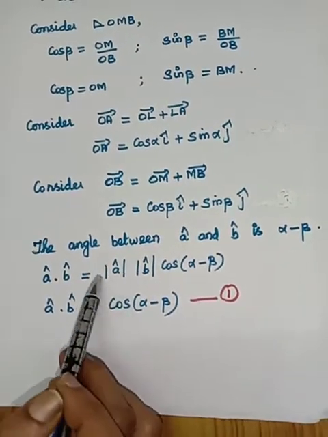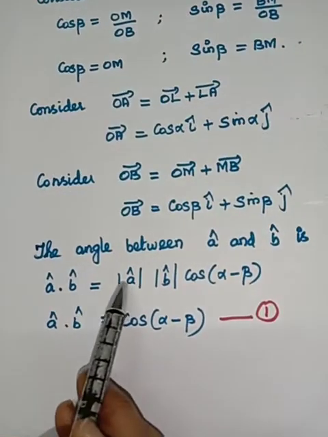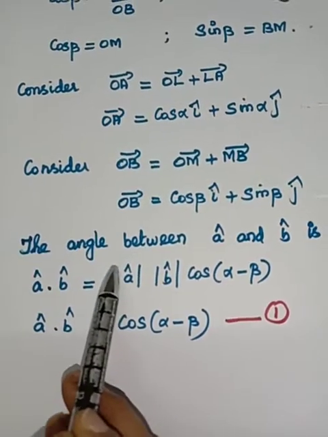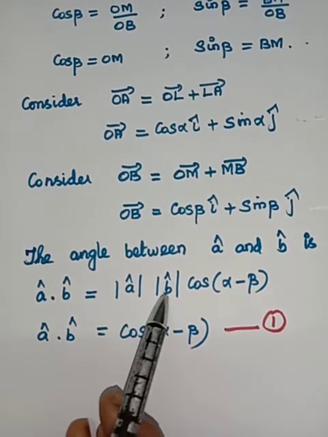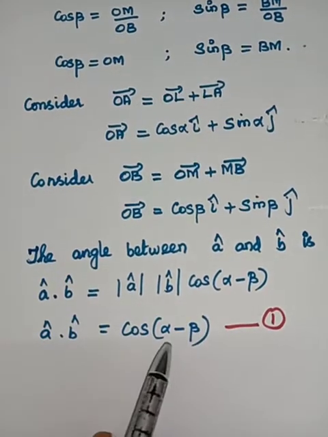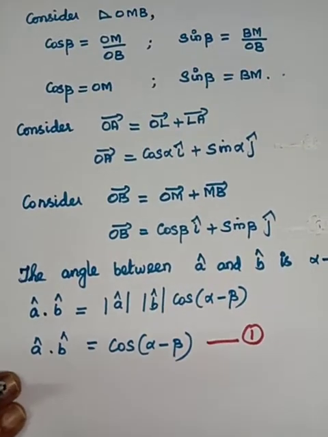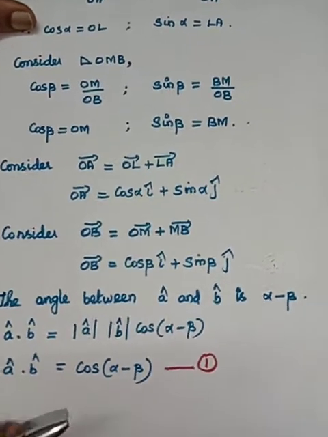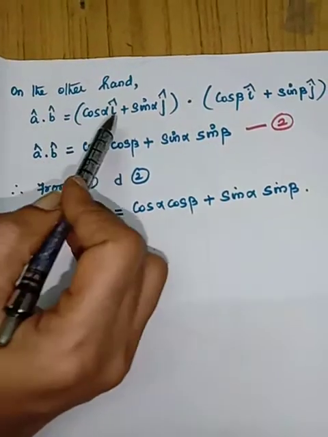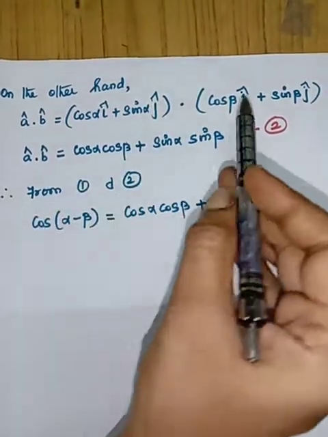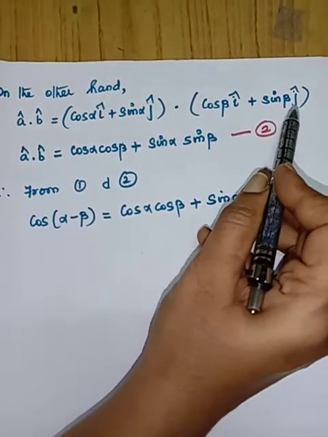You see that? What is modulus of a cap? A cap we have taken as a unit vector, so whose length, magnitude, means whose length is 1. Here also 1. So the answer is cos alpha minus beta. Okay. So next, the same thing I am going to write in terms of components. So a cap I have written in terms of components, and the b cap also in the same way.